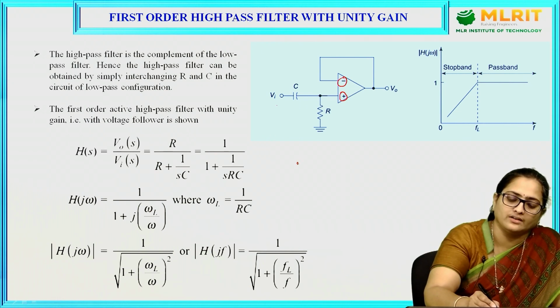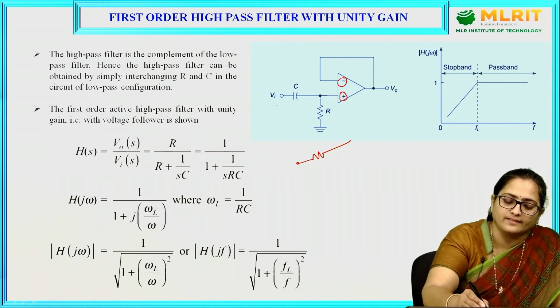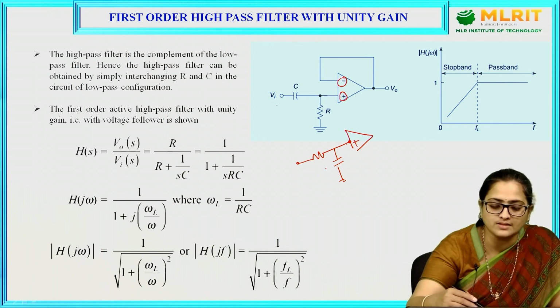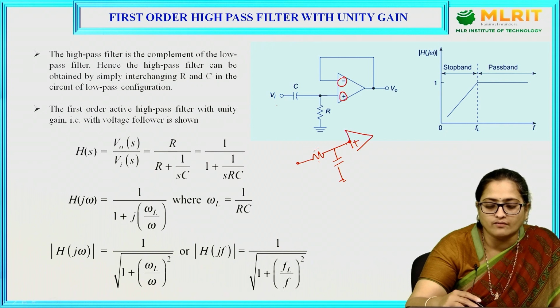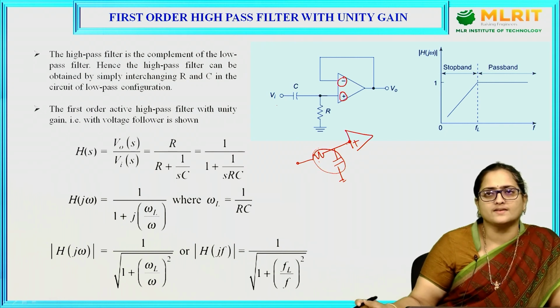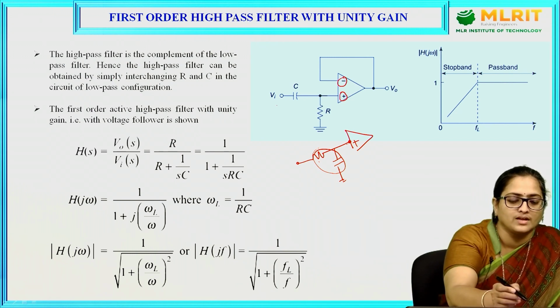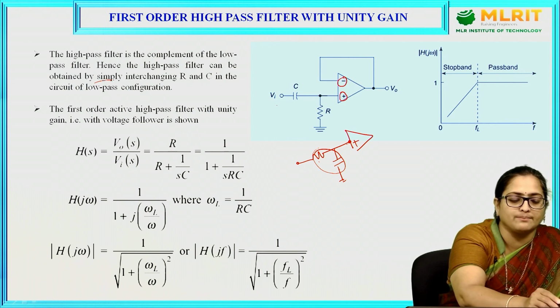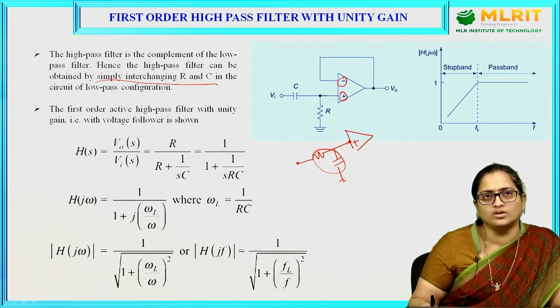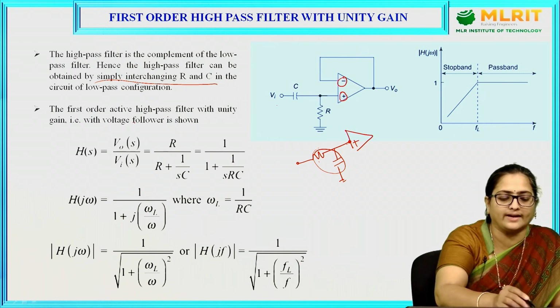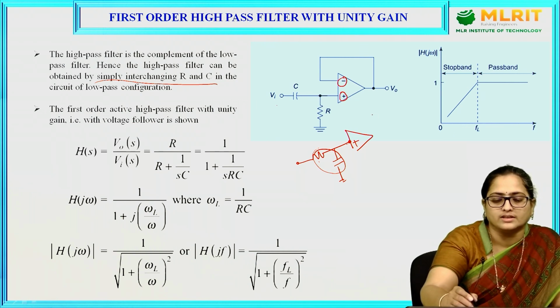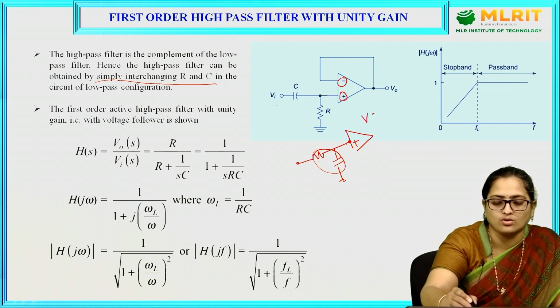For the low pass filter, input will be connected to a resistor and then connected to a parallel capacitor, and this input voltage has been given to the positive terminal of an op-amp. This placement of the resistor and capacitor will be the exact replica for low pass and high pass filter. High pass filter is a complement of low pass filter. Hence, high pass filter can be obtained by simply interchanging R and C in the circuit of low pass configuration. The first order active high pass filter with unity gain is shown here in the figure, which is also called a voltage follower.